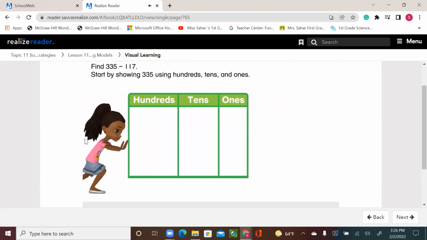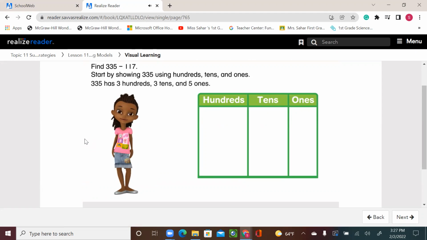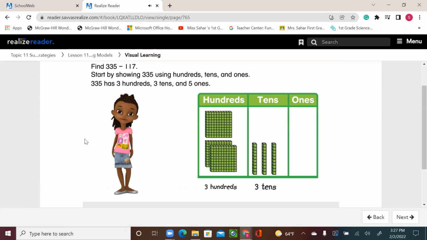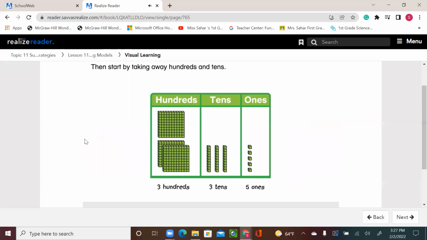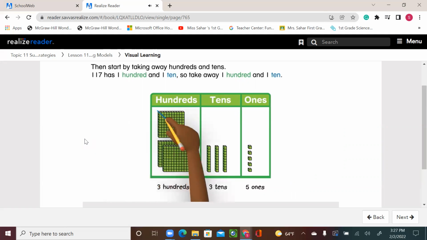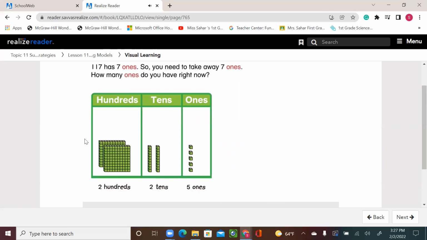Find 335 minus 117. Start by showing 335 using hundreds, tens, and ones. 335 has 3 hundreds, 3 tens, and 5 ones. Then start by taking away hundreds and tens. 117 has 1 hundred and 1 ten. So take away 100 and 10. 117 has 7 ones, so you need to take away 7 ones.